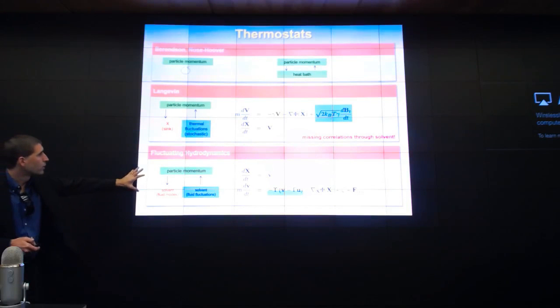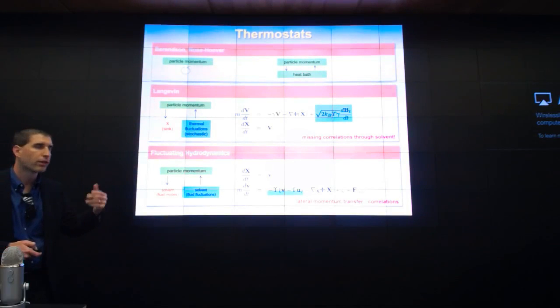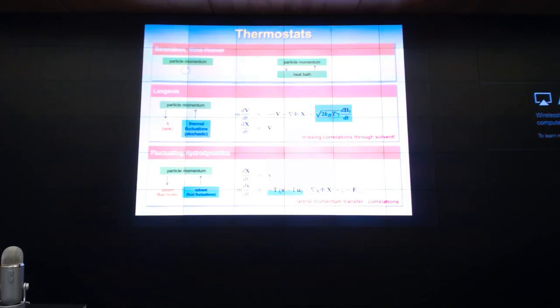Okay, so this is a new thermostat in some sense that generalizes what you would do in a Langevin type simulation. And now you'll have, I'll show later, the momentum transfer through those lateral effects because of the hydrodynamic flow and the traction stress.